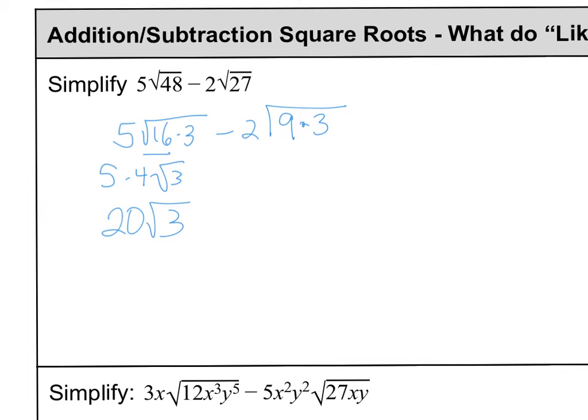And now what I hope you see is that we have negative 2 times the square root of 9, which is 3. That 3 is stuck in the square root symbol, so we have minus 6 root 3. Now these are like terms. They both have a root 3 on them.